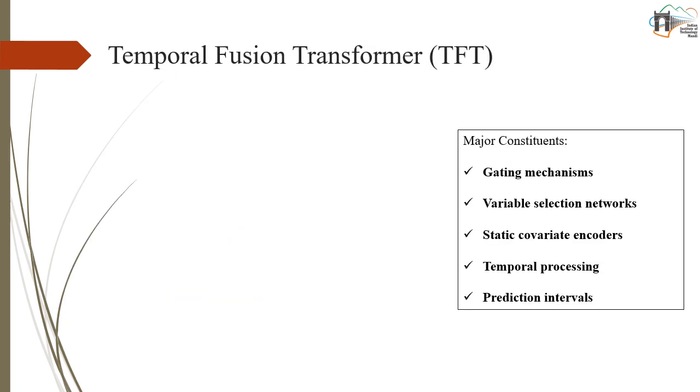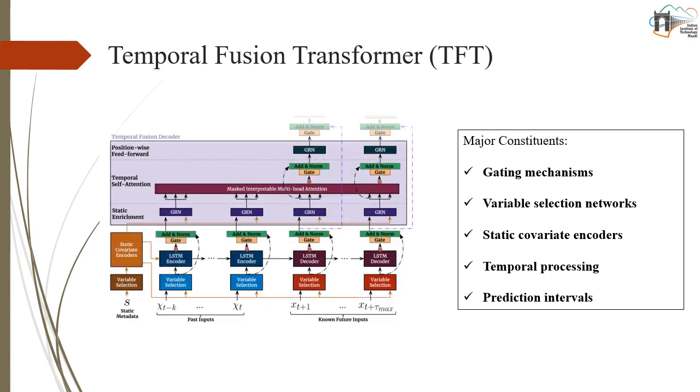Okay, so when we come to temporal fusion transformers, we have some major novelties like the gating mechanism, the variable selection networks, static covariate encoders, temporal processing, and prediction intervals. I will talk about them one by one. But first, let's see the architecture of our temporal fusion transformer. As I talked about the diverse inputs, our temporal fusion transformer deals with it very implicitly, or we can say very categorically.